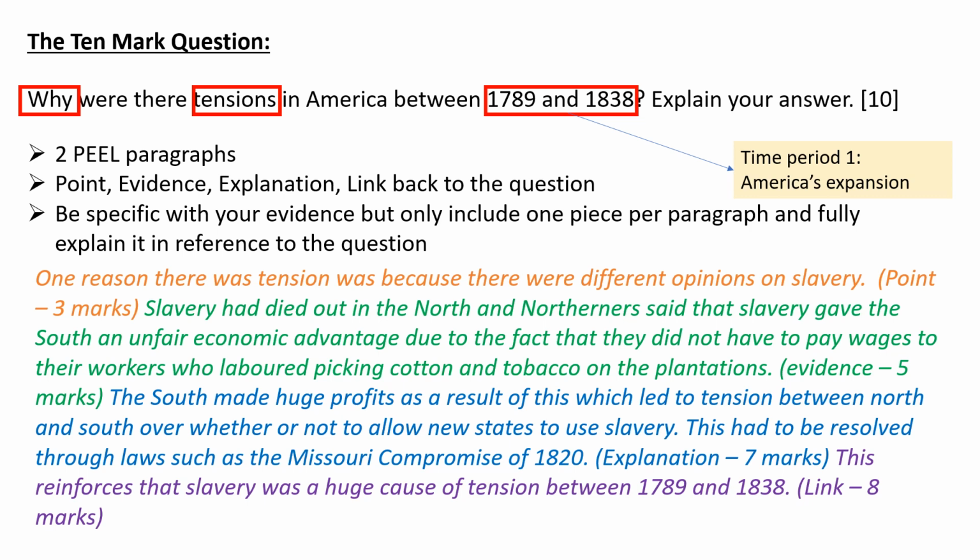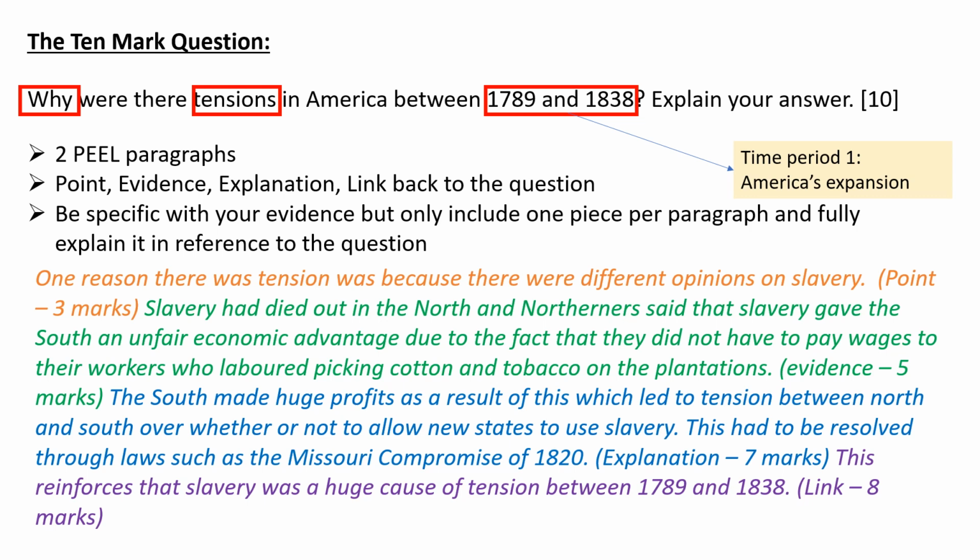We clearly have shown here that we know about slavery, we know what the upset was between the North and the South, and we know that the South were making more money than the North due to the fact that they are employing people to pick cotton and tobacco without having to pay them wages. So we've got that evidence there that is specific, but we haven't yet explained particularly why this caused tension. So we're going to go into explanation now.